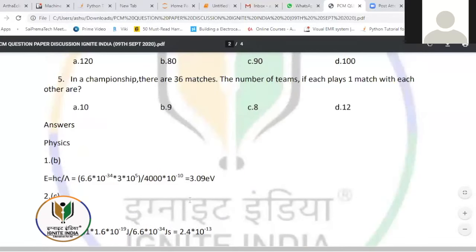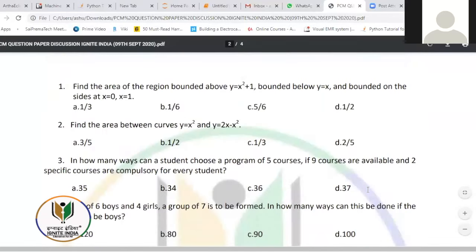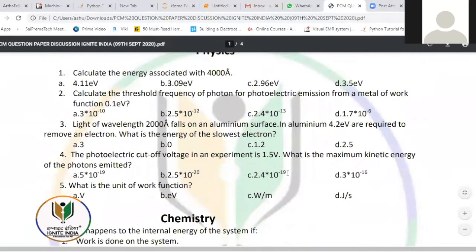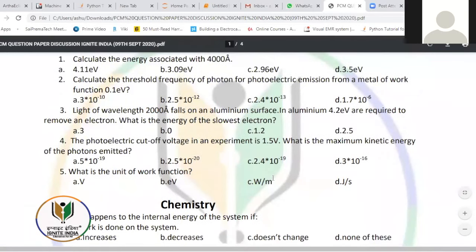What will be the answer? 2.4 into 10 raised to minus 19. If you calculate it, 1.5 into 1.6 into 10 raised to minus 19, you get 2.4 into 10 raised to minus 19 joules of energy.